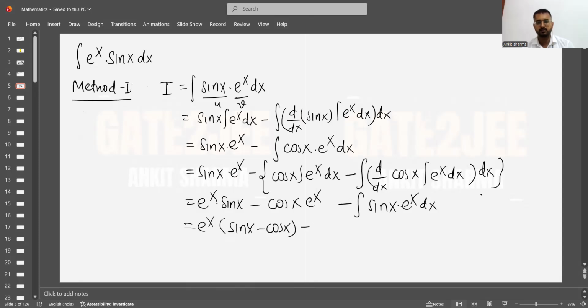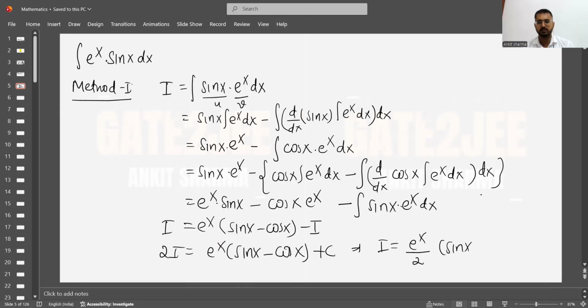So I'll just consider this part to be I. And this would give me simply 2I is equal to e to the power x into sine x minus cos x, plus c. We can divide by 2 to get the I value. This turns out to be e power x over 2 into sine x minus cos x, plus c. Of course, you could write c dash, that's c by 2. So that's my method one.